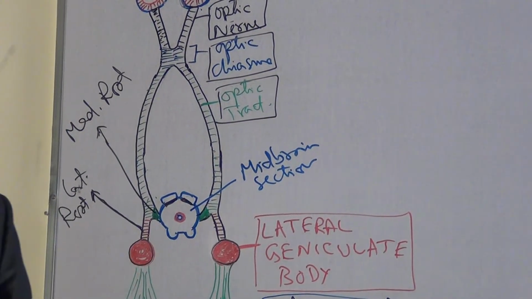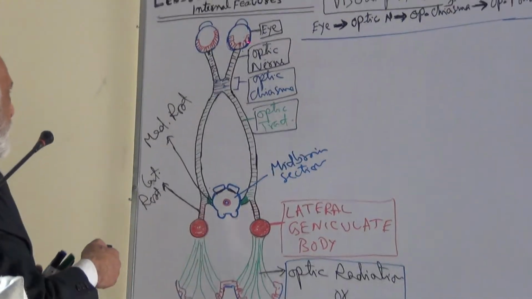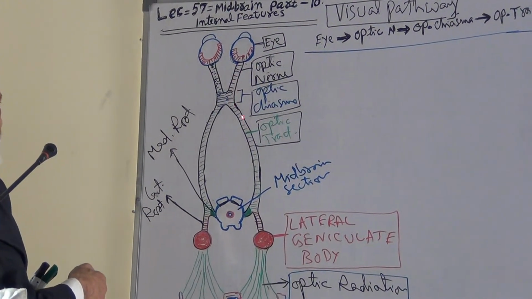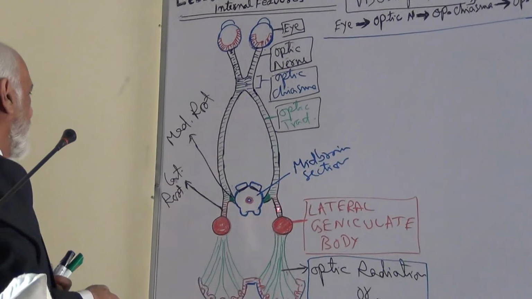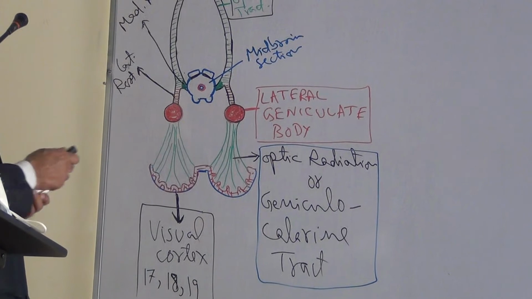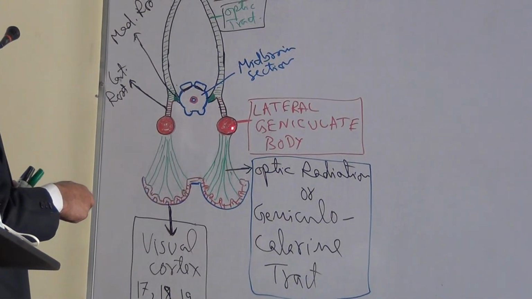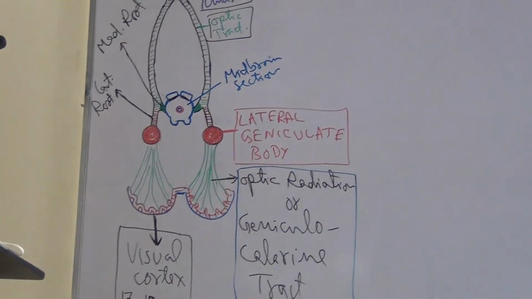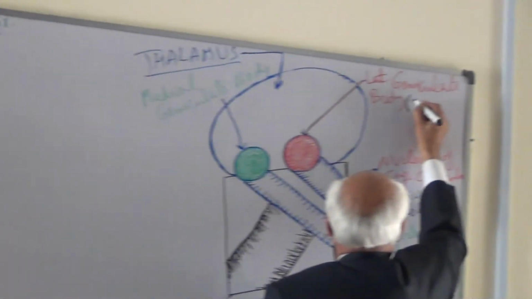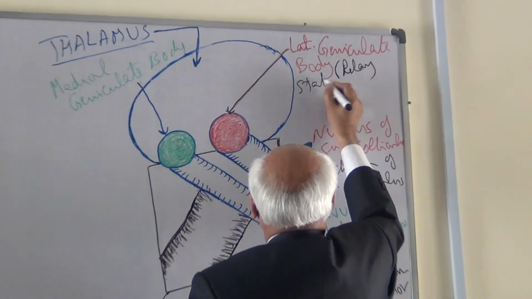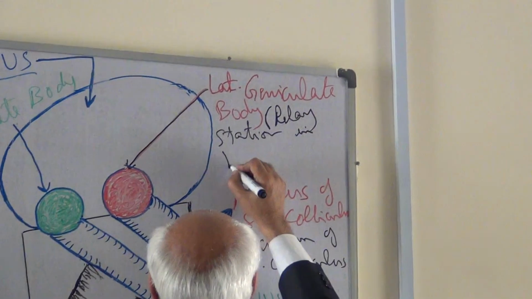Now you are sitting here looking at the board, looking at me. The visual impulses follow this pathway: the optic nerve, optic chiasma, optic tract, lateral route of the optic tract, lateral geniculate body, optic radiation and visual cortex. Thus you can see the lateral geniculate body, which is part of the metathalamus, is a relay station in the visual pathway.